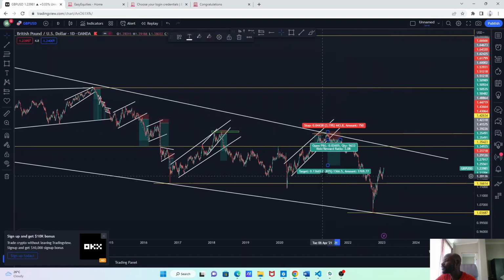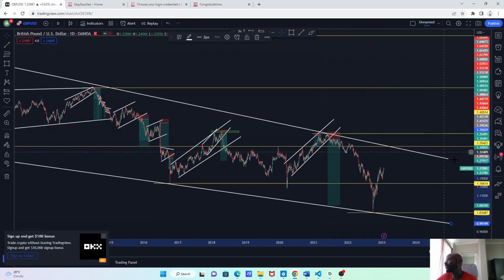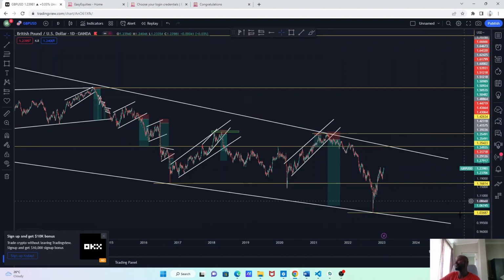Maybe target this, or be aggressive, target here, or you come to here, and then you let the market run, and you take that one, and then you wait for the small ones that will be formed.